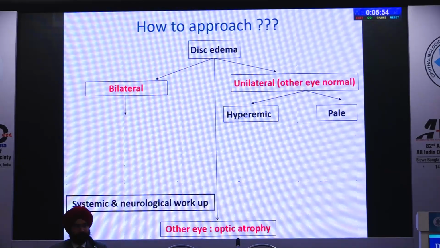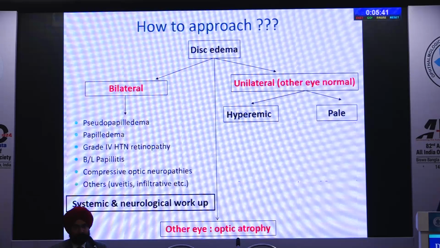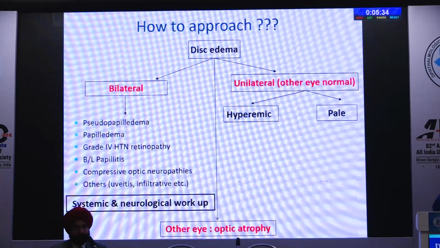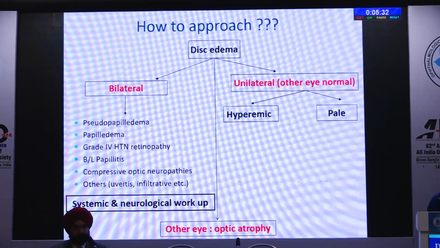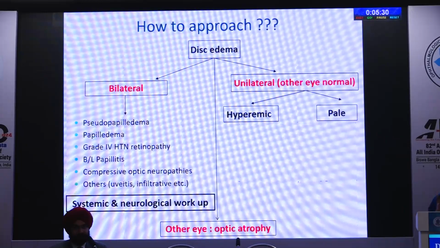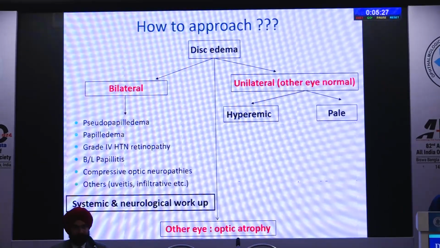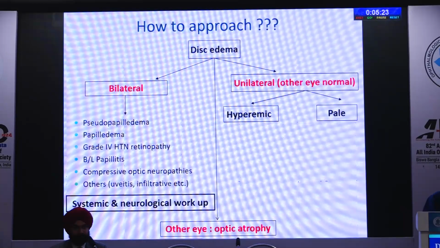So you have disc edema. The first thing, as we started with, is looking at what's happening to the other eye, whether the disc edema is bilateral or unilateral. If you have a bilateral disc edema, you are more interested to find out a systemic cause, possibly a systemic or neurological cause. So papilledema, pseudopapilledema, hypertensive retinopathy, occasionally bilateral papillitis, and of course other compressive neuropathies or systemic disorders that could cause a disc edema occurring in both the eyes.